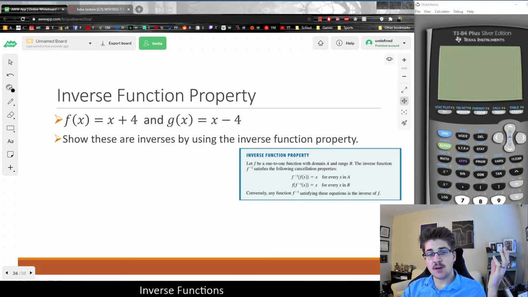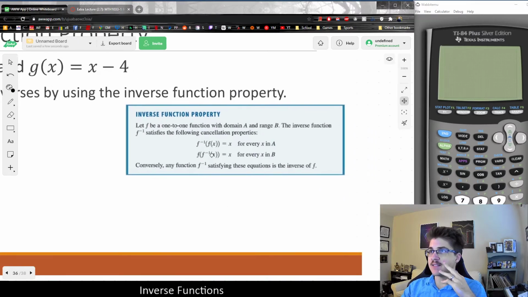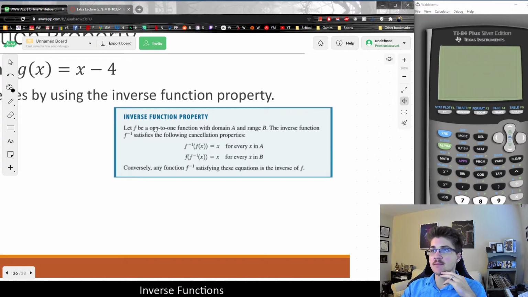The last thing I wanted to talk about is the inverse function property, because I didn't have time to do this, and the activity for this week does ask you to solve this. And it's a little bit hard to read between the lines if you don't really get what the property is saying.